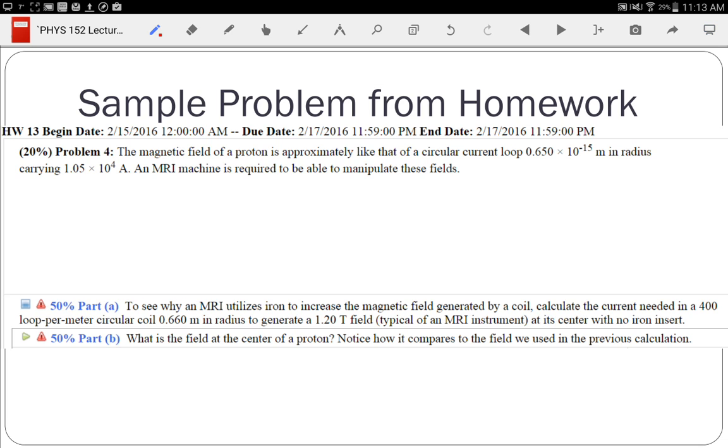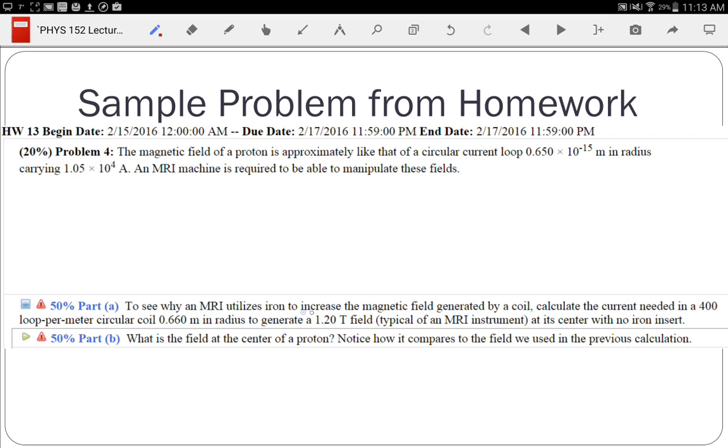So, a sample problem from the homework. This is actually homework due today. A student asked about it yesterday, and at first I was like, well, look it up. And then I was like, oh, wait a minute. No. They gave us the information. What we have here are two completely separate problems, if you will.